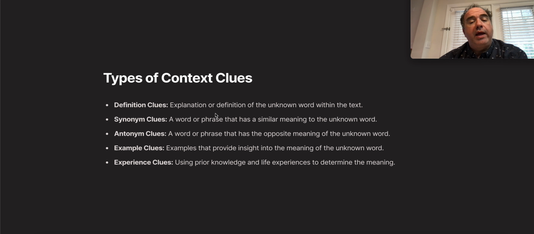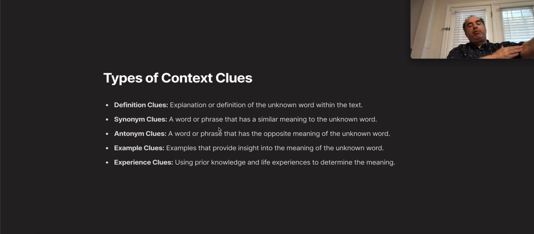Definition clues are where they give you the definition of the word in itself. Synonym clues are words or phrases that have similar meaning to the unknown word. So if they say, "Oh, Richard was a very verbose teacher with a large vocabulary." Well, large vocabulary is a synonym of verbose. And so that gives you an idea what verbose may mean. Antonyms: "That was an astute observation, not at all a dumb one." So we know that astute and dumb are opposites. So astute can mean smart. Example clues, you get the idea.